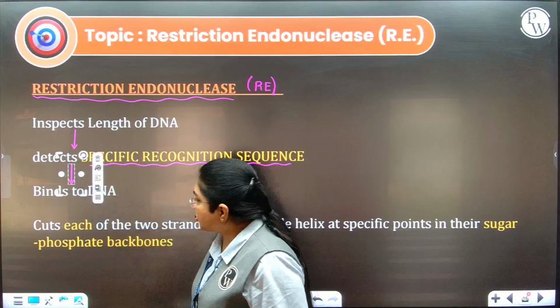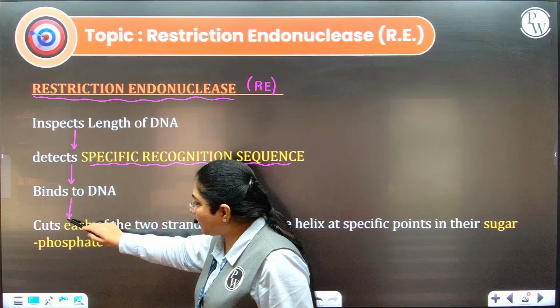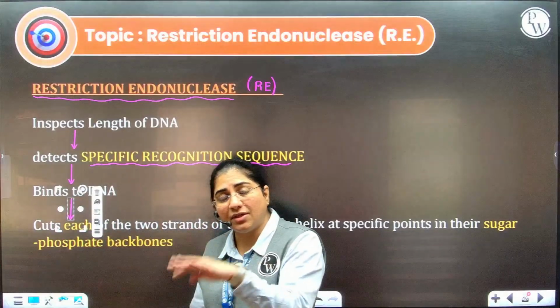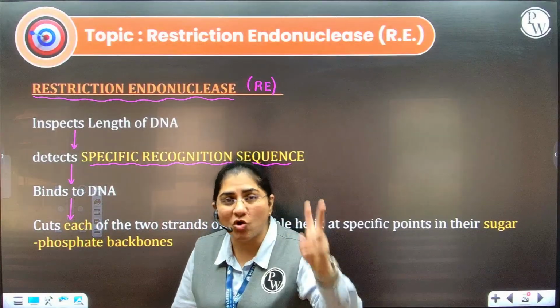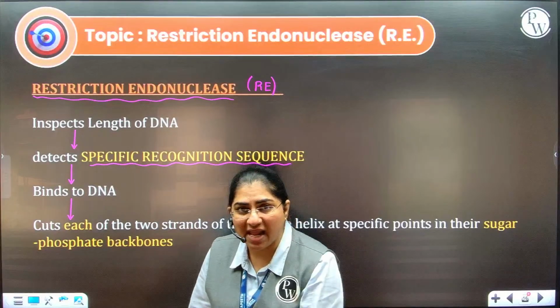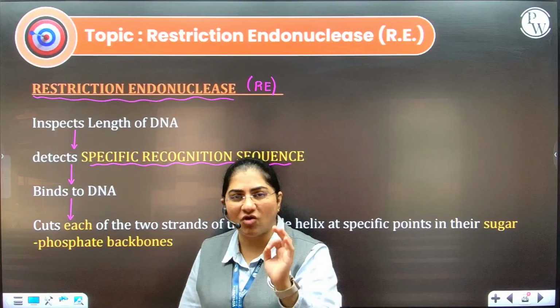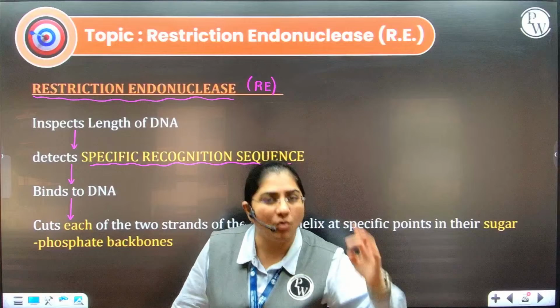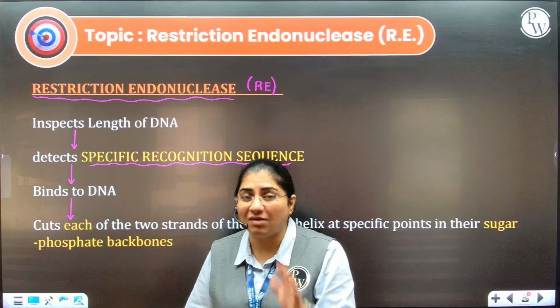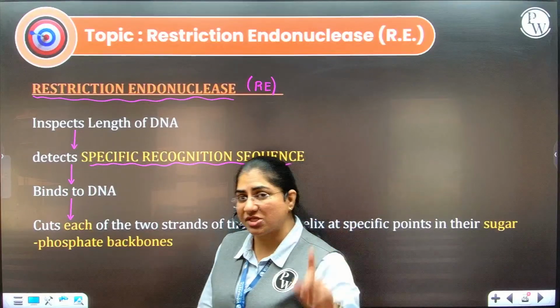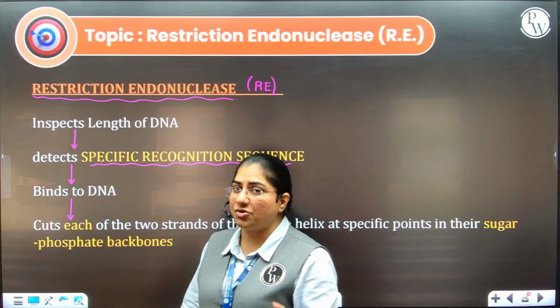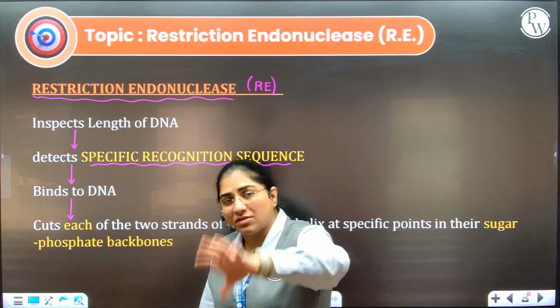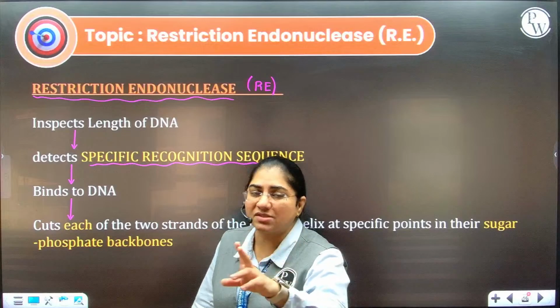Once it binds to its recognition sequence, it will cut the DNA at which strand? 5 to 3 or 3 to 5? It will cut at both the strands and break. Break what? Break phosphodiester bonds. This is important. This can come as our MCQ. It's a PYQ which has come in true and false, asking you whether it breaks the single strand or it makes a cut on both the strands.